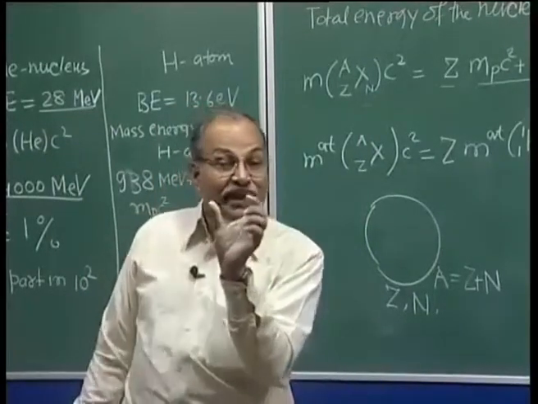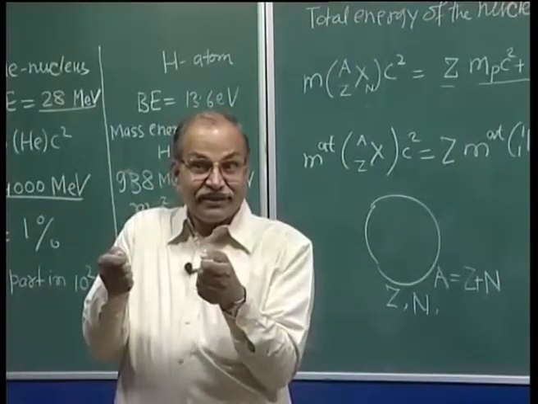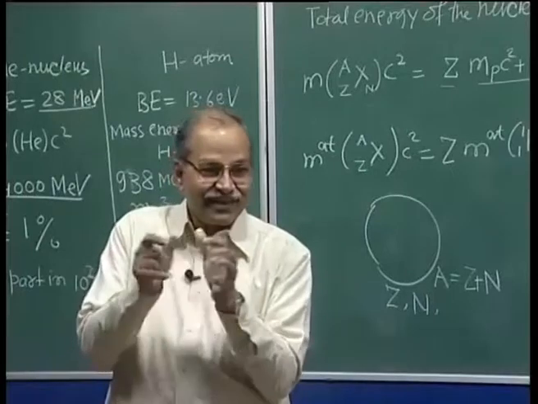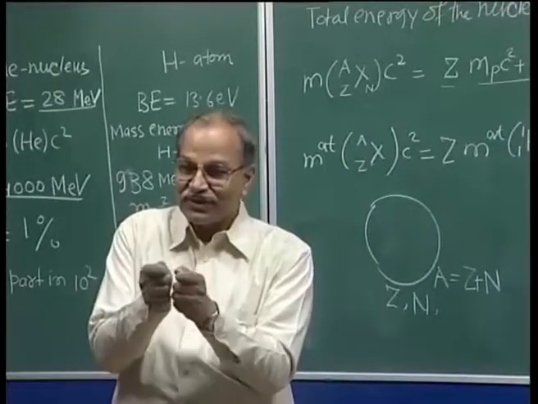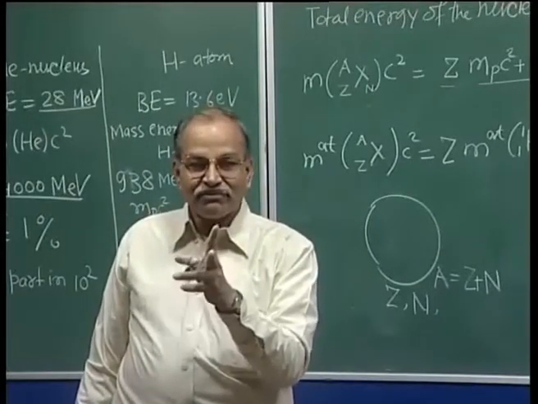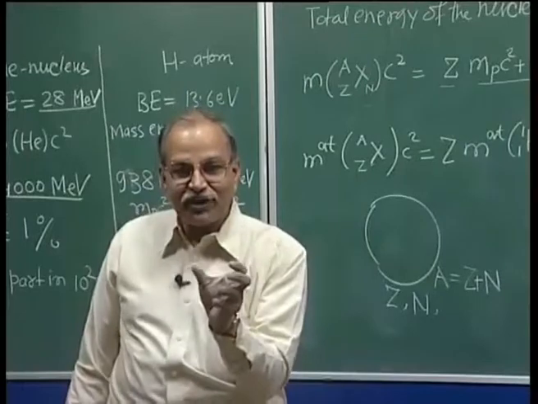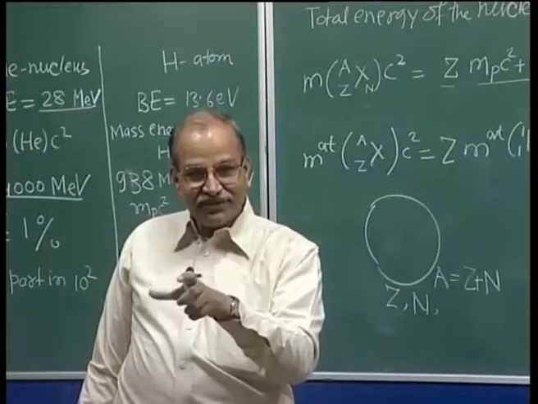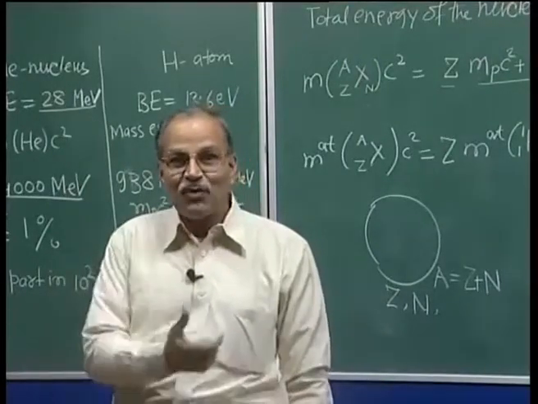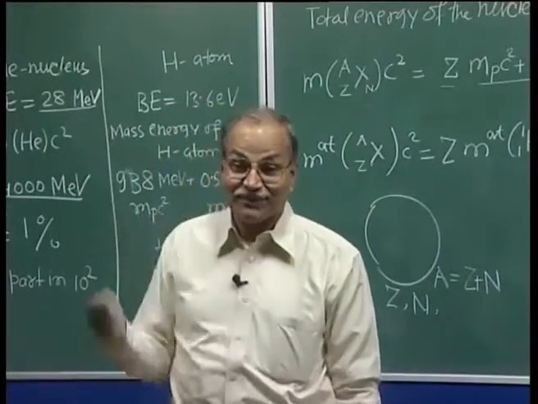So, how many nucleons are there? Capital A. How many pairs are there? If there are A nucleons, how many pairs? Because it is pairwise, two nucleons attract each other. That attractive force inside the nucleus is between two nucleons. If you have 3 particles A, B, C, how many pairs can you form? AB, BC and CA, 3. If there are 4 particles A, B, C, D, how many pairs can you form? 6, 4 C 2, 6.